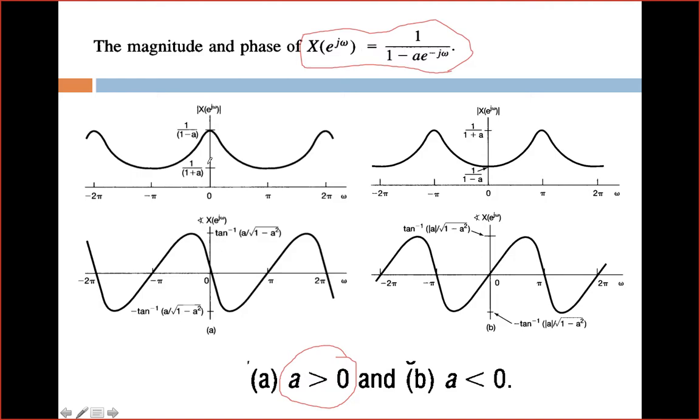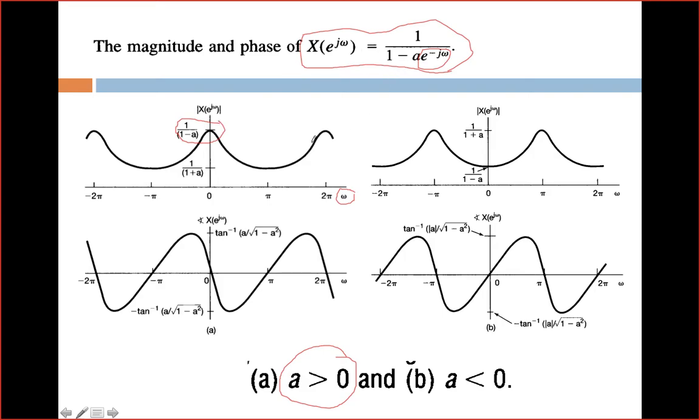Now we are going to substitute different values for this omega. I am going to take omega on the x-axis and the magnitude of X of e power j omega on the y-axis. I will give different values to omega and plot the graph. First of all, I substitute omega equal to 0. Then e power 0 is 1, so the maximum amplitude of X of e power j omega is 1 by 1 minus a.